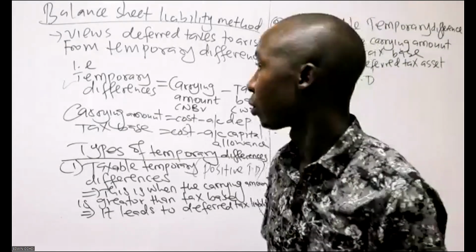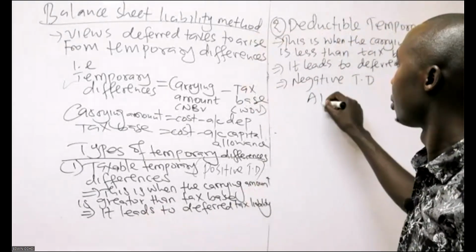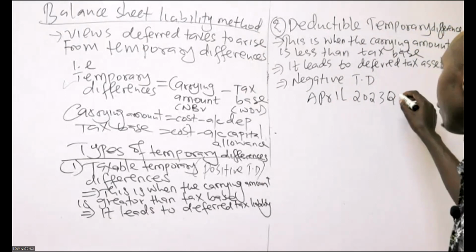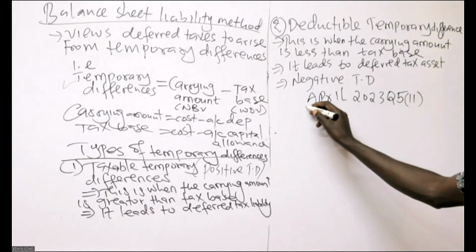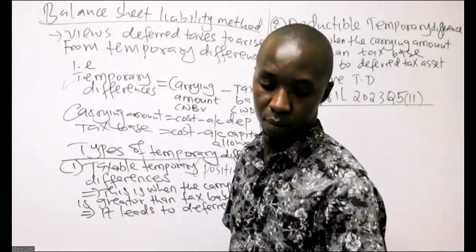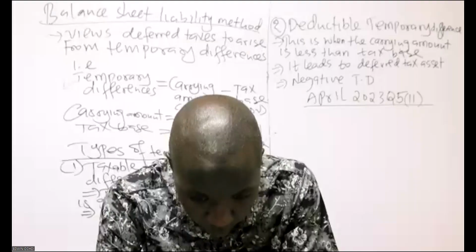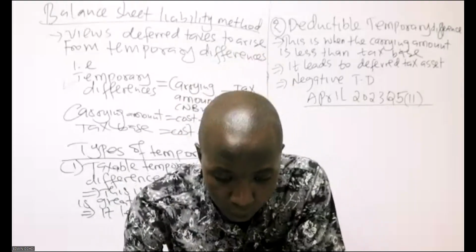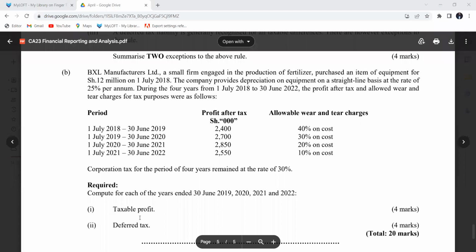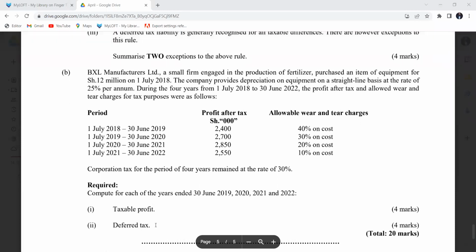Let's look at that question of April 2023, Question 5B, Roman 2. So we continue. The same question, where we need to compute the deferred tax. Another 4 marks.